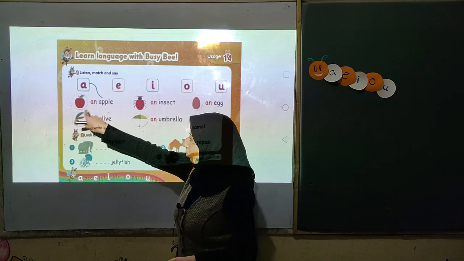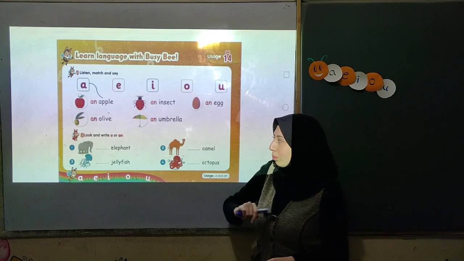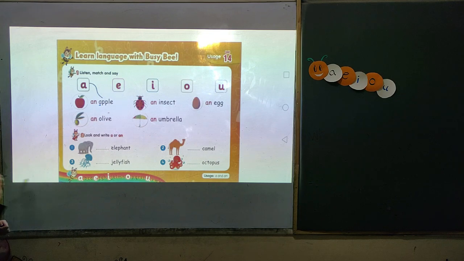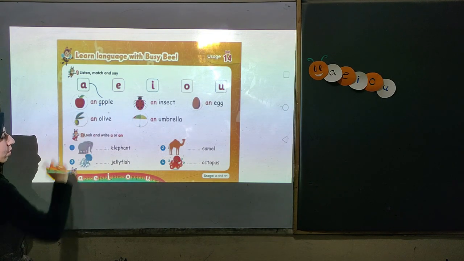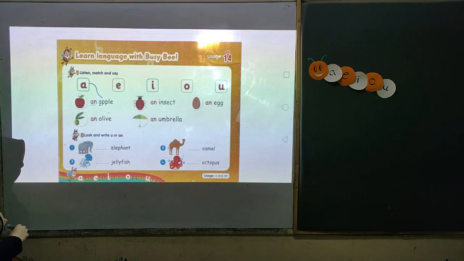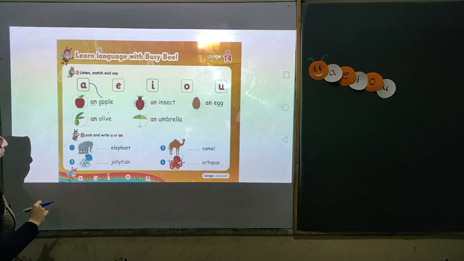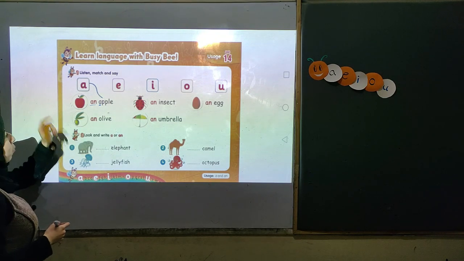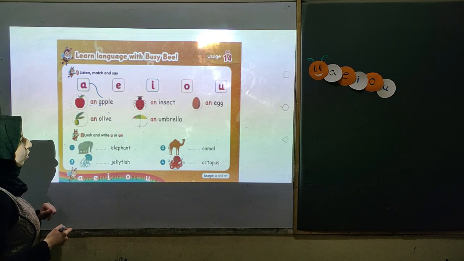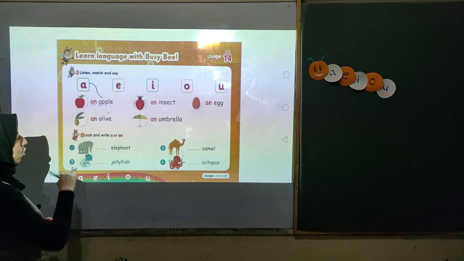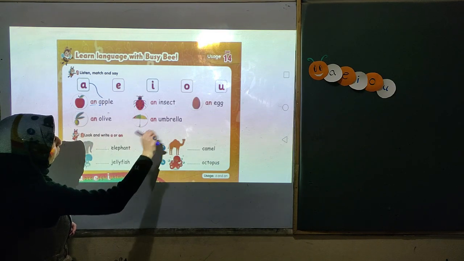Okay. A, like apple. Here, apple starts with a vowel sound, a. It's a vowel sound. So, I will use the article an before it. An apple. Okay. Try to repeat after me. Okay. Where is the other word which starts with the A sound? Let's search together. No, there is nothing.